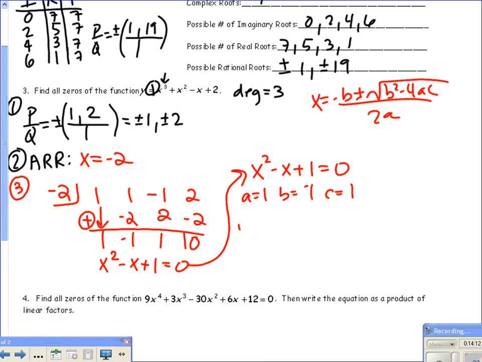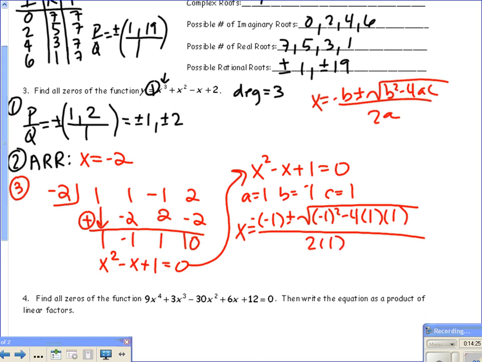So when I plug this in, x is equal to negative negative 1 plus or minus the square root of negative 1 squared minus 4 times 1 times 1 over 2 times 1. And if I simplify, x is equal to 1 plus or minus the square root of negative 3 over 2. And then, of course, we don't like negatives underneath the radical, so it would be 1 plus or minus i root 3 over 2.